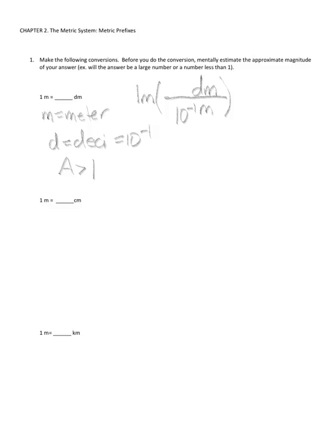If you do that, you're going to be off by not just a factor of 10, but a factor of 100. We do the multiplication, meters cancels. We're left with the units of decimeters, and the answer is 10 decimeters.